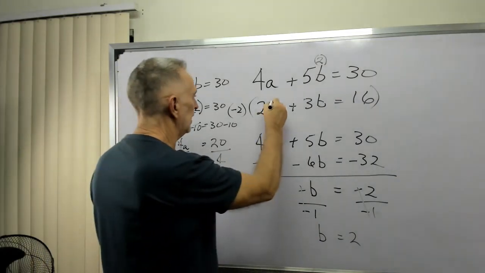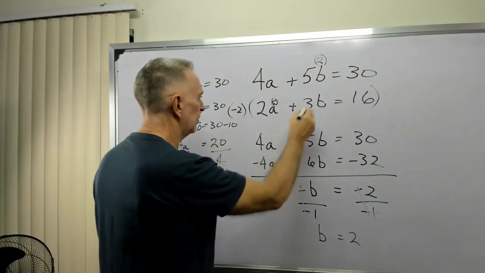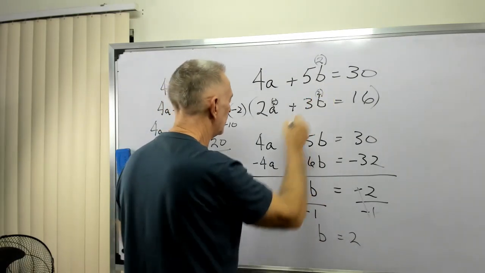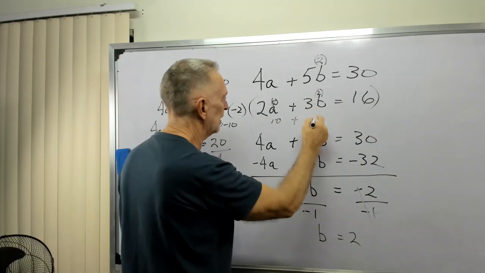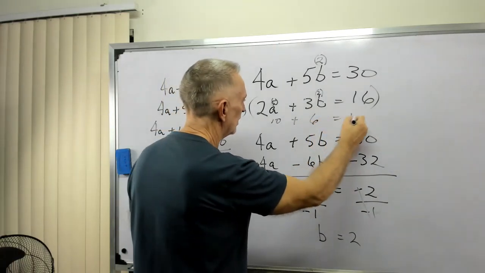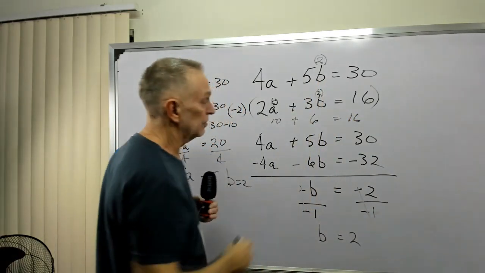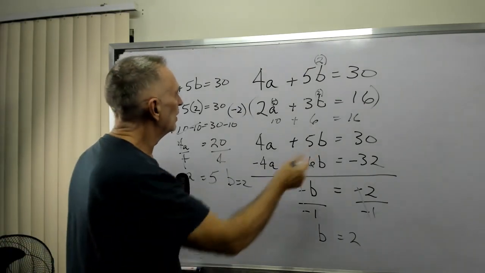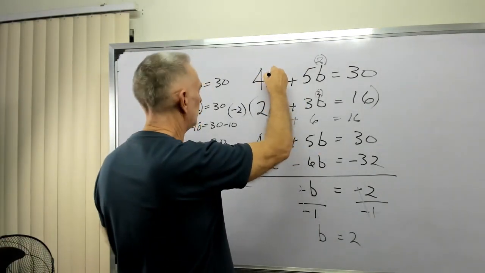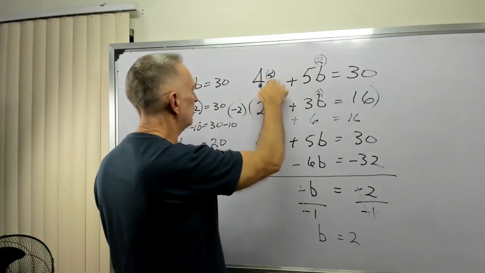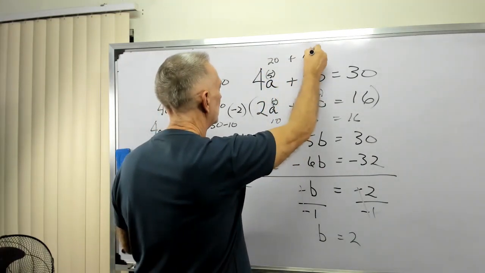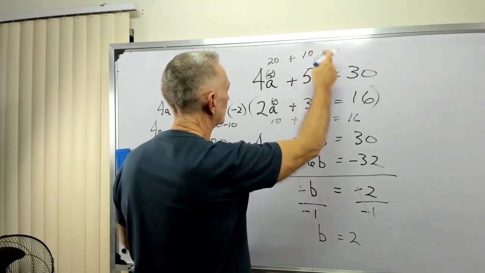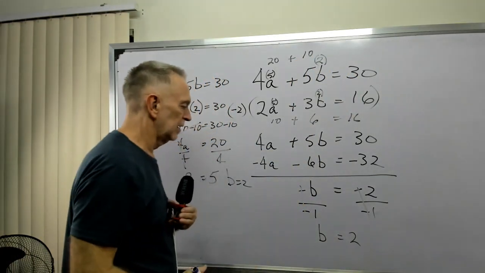All right, so a equals 5. Let's plug it in here. b equals 2. 2 times 5 is 10, plus 3 times 2, which is 6. 10 plus 6 is, in fact, 16. Let's go up here. a was 5. 4 times 5 is 20, plus 5 times 2, which is 10. 20 plus 10 is 30, which it should be.